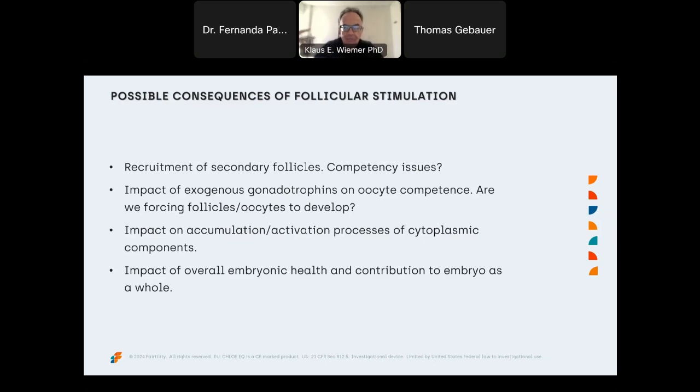In other words, what's the effect of these exogenous gonadotropins on oocyte competence? Are we forcing follicles to develop? And so how does this contribute to the overall embryo health? And these were really never addressed until we had the presence of time-lapse incubators. And now with the advent of AI, we never really were able to address what happens when we stimulate secondary follicles and get them to go all the way to the finish line to get them retrieved.